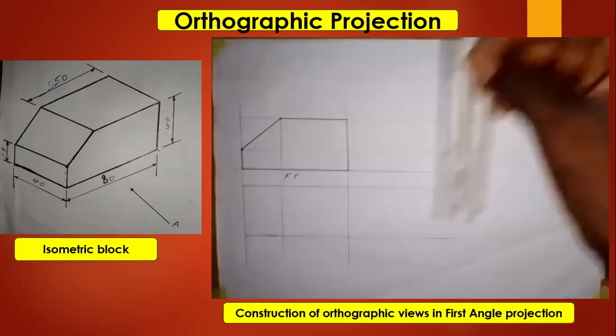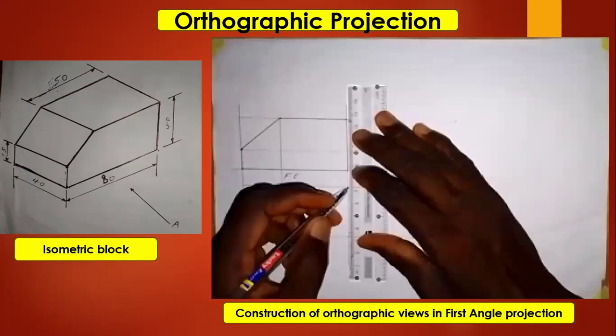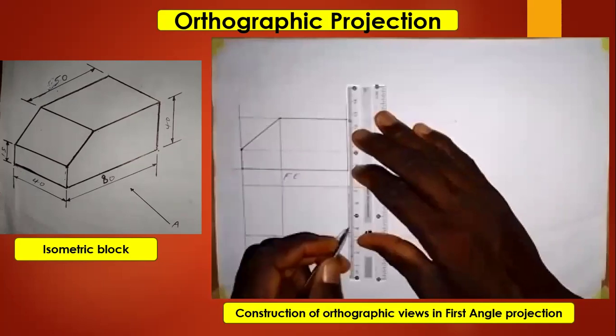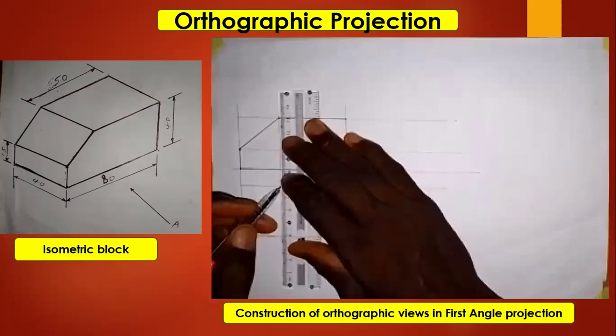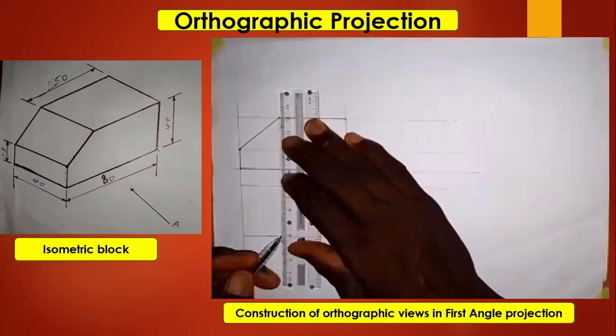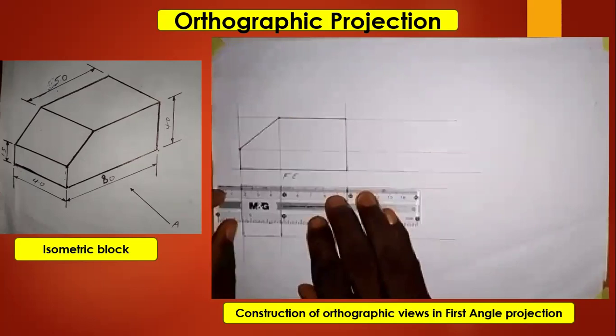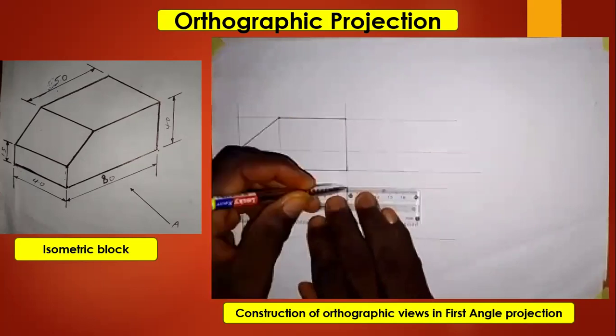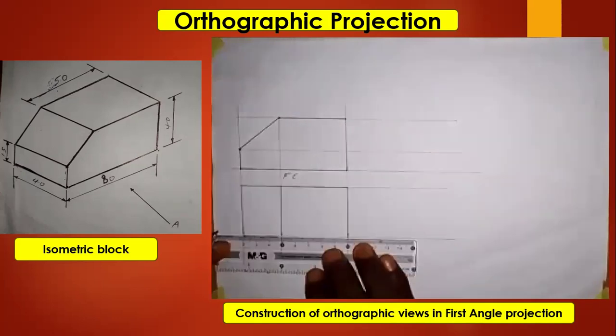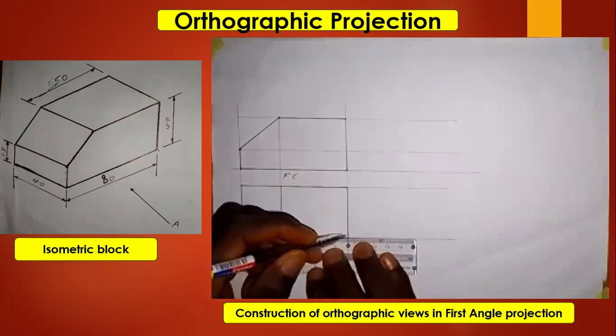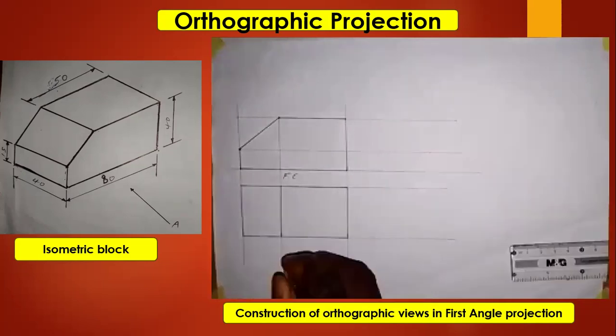So let's bring out the shape so that we can see it clearly. So we make this line a thick line. We also make this line a thick line. Then we make this line a thick line. All right. So then we also make this line a thick line. Then make this line also a thick line. All right. So this is the top view. So this is T, top view or plan.